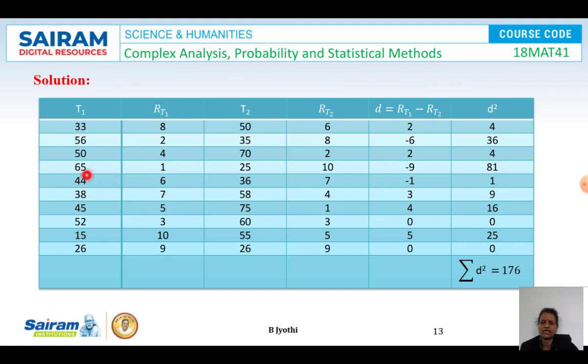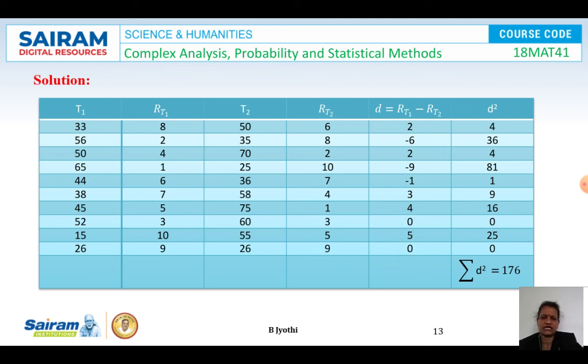Similarly the next rank goes to 56, that is the next highest, so second rank. Next is the third rank, that is 52, and so on. So rank of test 1 is calculated here. Next, test 2 marks are given by 50, 35, etc. And in this the highest is 75. So for that the rank is given as 1, and the next highest is 70, for which the rank is 2, and so on. Next, D is given by the difference of rank of test 1 and test 2.